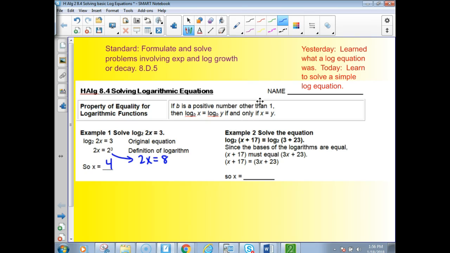The second example shows that you have logarithms in the same base on both sides. So since the bases of the logarithms are equal, you can drop the logs. They must be equal. This x plus 17 must equal the 3x plus 23. So solving that, you would subtract x from both sides. You'd be at 17 equals 2x plus 23. You would subtract 23 from both sides, get negative 6 equals 2 times x. And then you would divide by 2 and get x is negative 3.